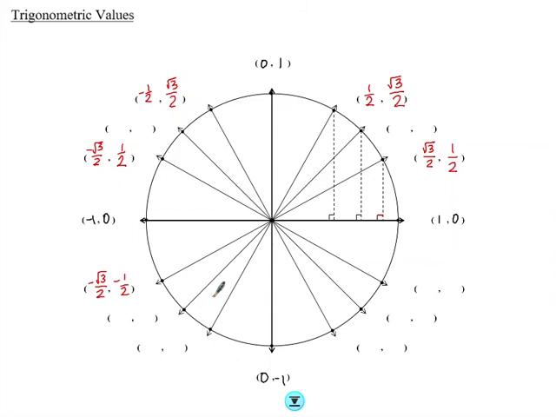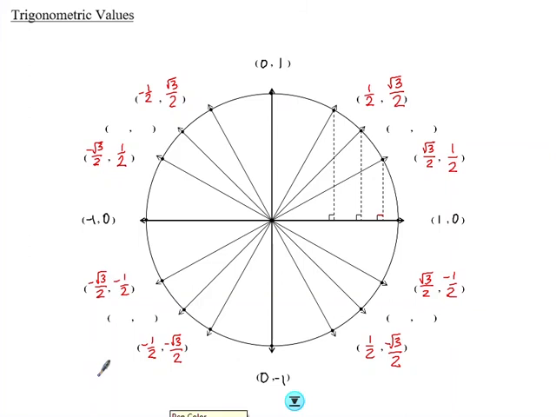Next, we have this angle here. Our x value is negative 1/2. The y value is negative square root of 3 over 2. Our next angle, our x value is positive 1/2, and the y value is negative square root of 3 over 2. Finally, we have an x value that is the long leg, so square root of 3 over 2, and a y value of the short leg, negative 1/2.